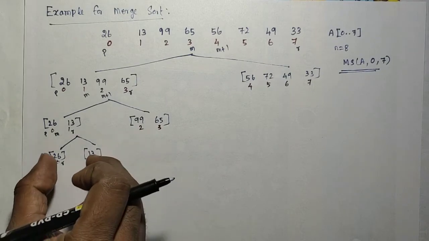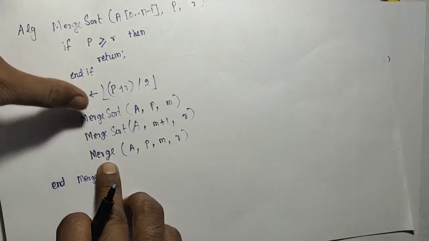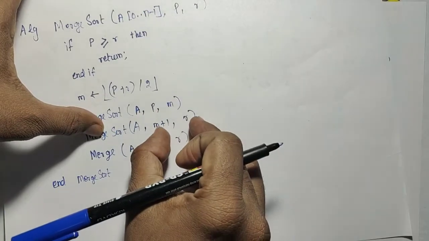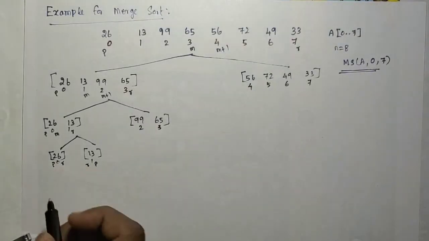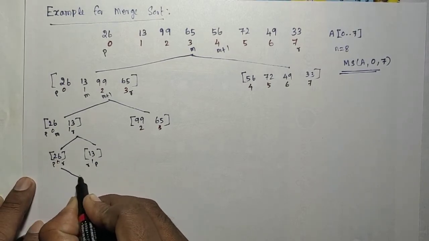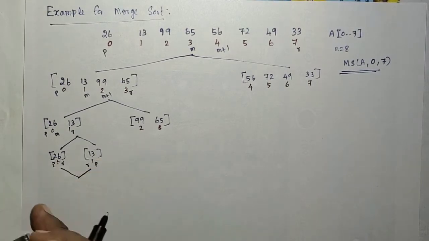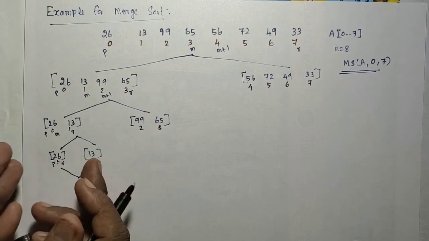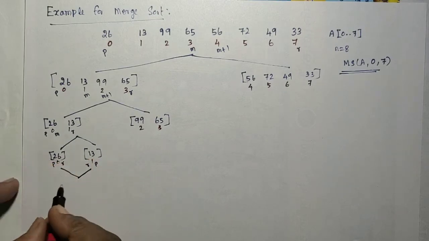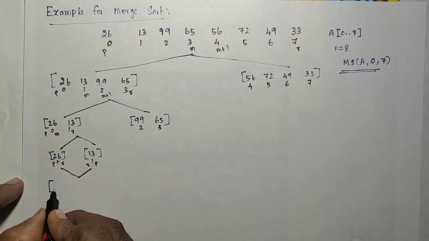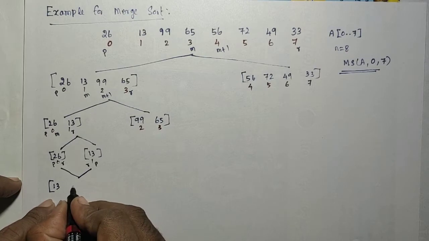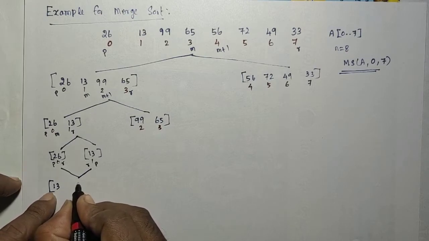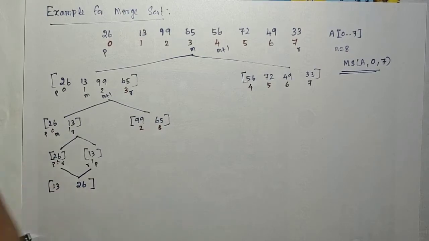After sorting these two, I need to merge them. The one element is sorted, and the other one element is sorted. Next I want to merge these two. During this merge, these two will be merged into one and it will be sorted. That algorithm we already discussed. So this 0 and 1 will become 13 and 26. It will be merged like this.